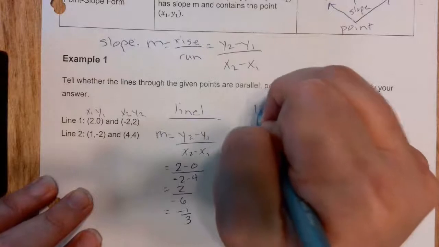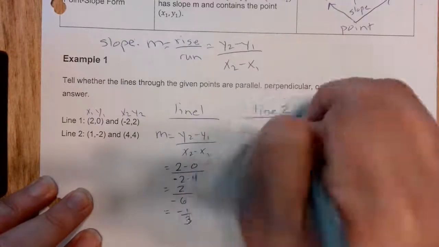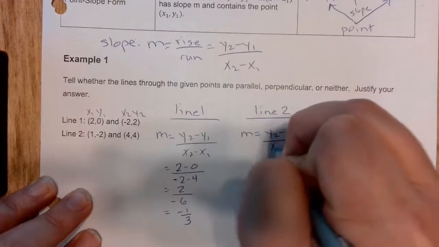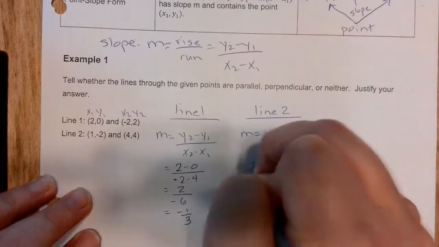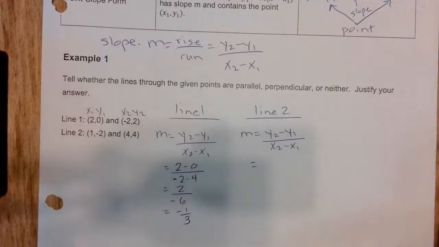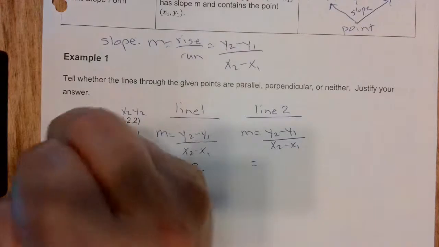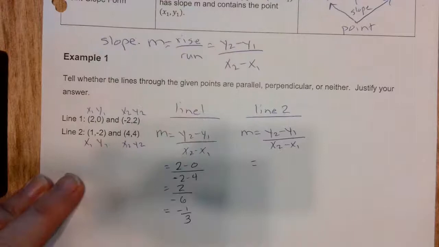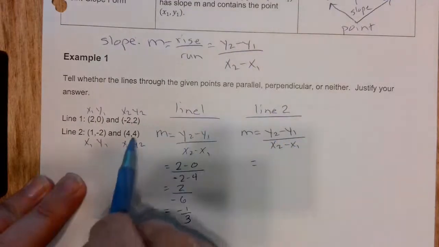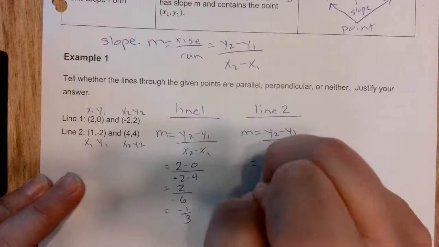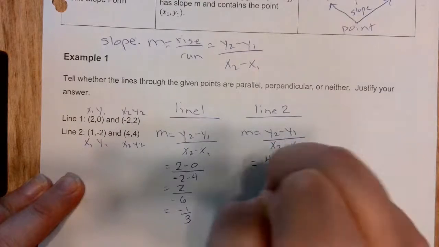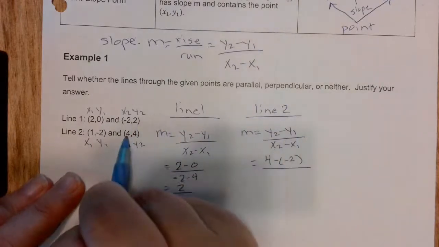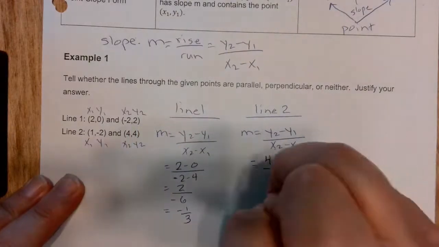Slope of line 2. m = (y2 - y1) over (x2 - x1). I always write down the formula first so that I know that I'm using the correct formula. And label the points x1, y1, x2, y2. y2 minus y1, 4 minus negative 2, over x2 minus x1, 4 minus 1.